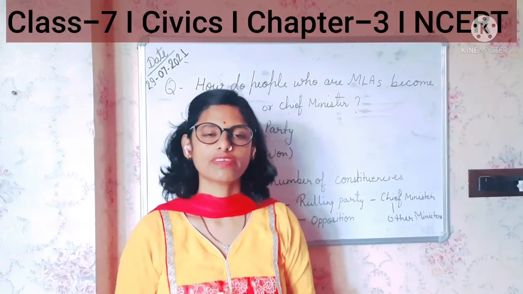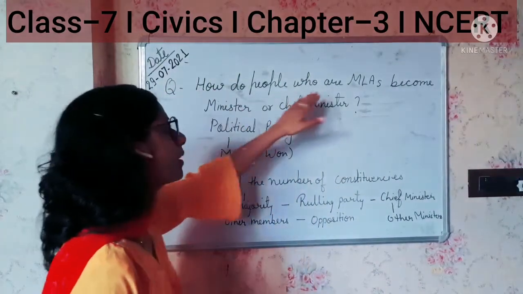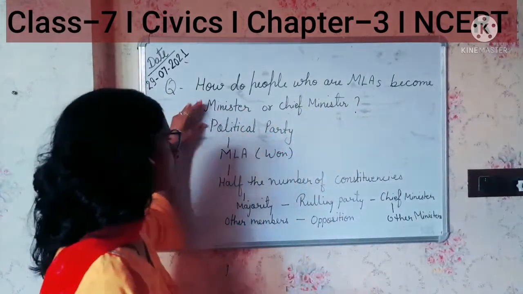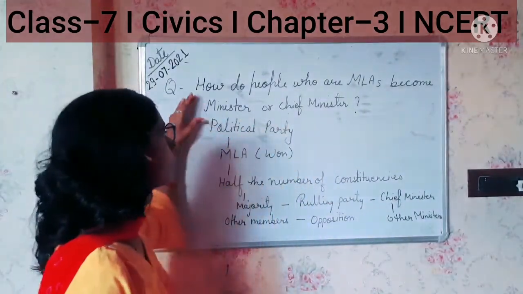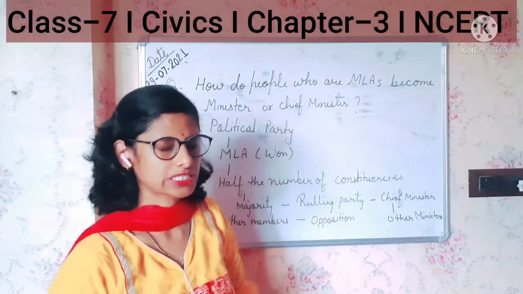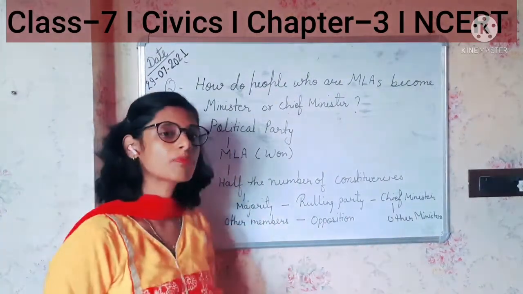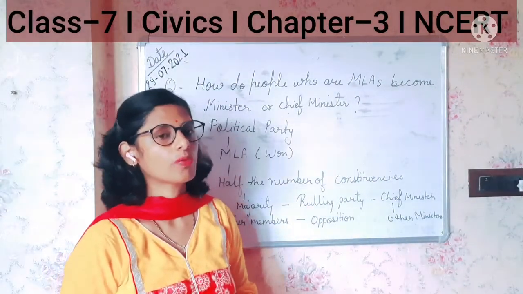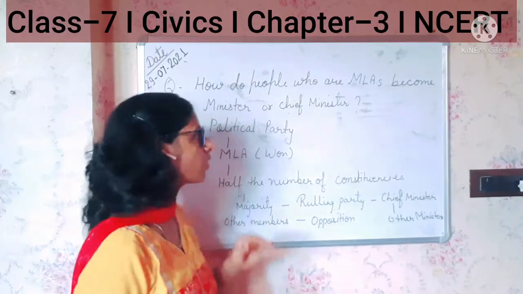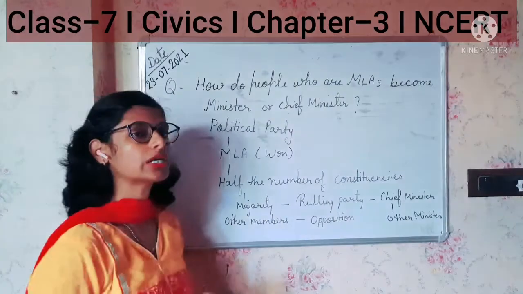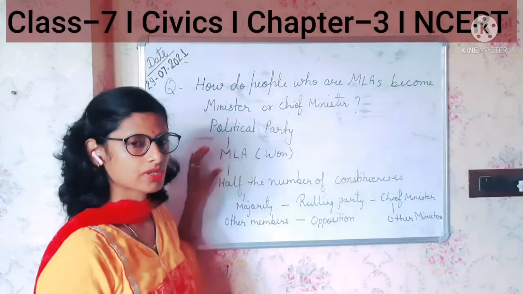Students, we have just discussed the process of electing the MLAs. So students, how do people who are MLAs become minister or chief minister? After being MLAs, how do they become minister or chief minister, here we will discuss. As we discussed, what is a political party? As I have told you, a group of people having the same ideology and within the government is known as a political party. So first the political party nominates their candidates, and when the MLAs win, who will make the government?